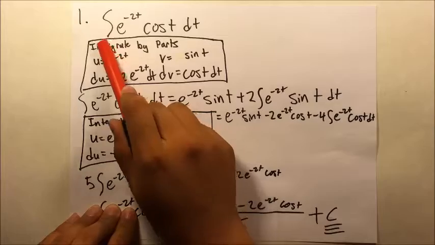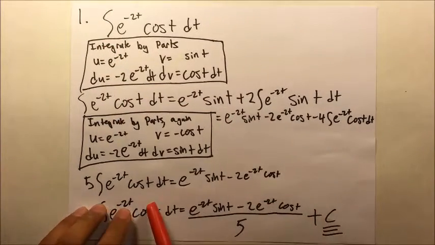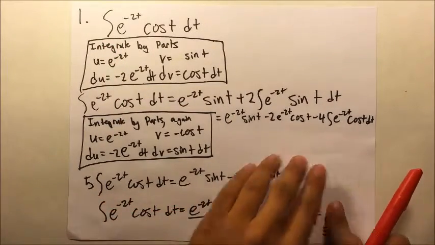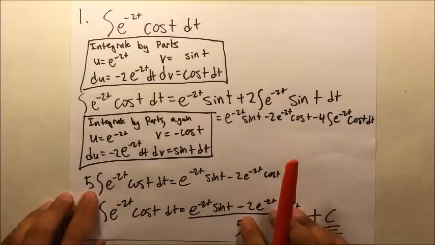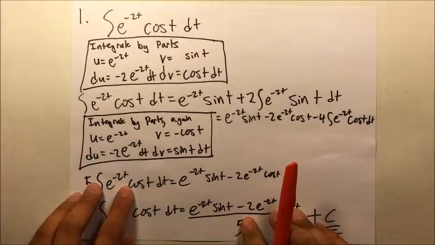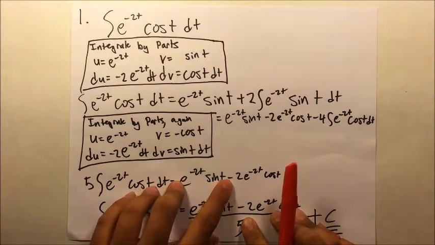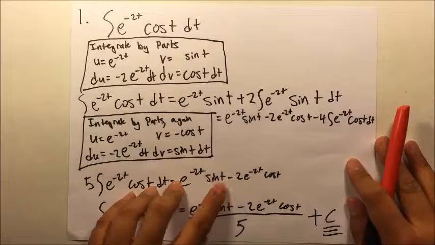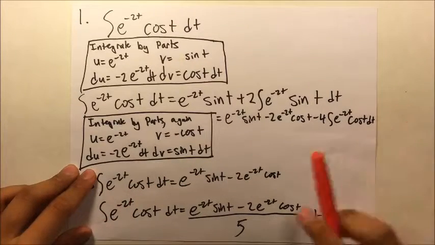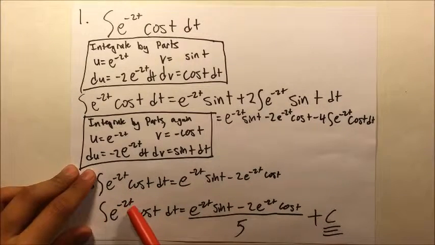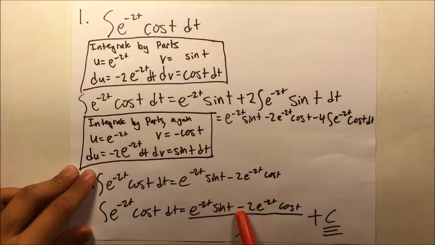So since this is equal to this, we can move this over to here. So 5 times the integral of e^(-2t) cosine t dt equals e^(-2t) sine t minus 2e^(-2t) cosine t. Divide both sides by 5, and the integral of e^(-2t) cosine t dt, which is what we wanted in the first place, equals (e^(-2t) sine t minus 2e^(-2t) cosine t) all over 5 plus c.